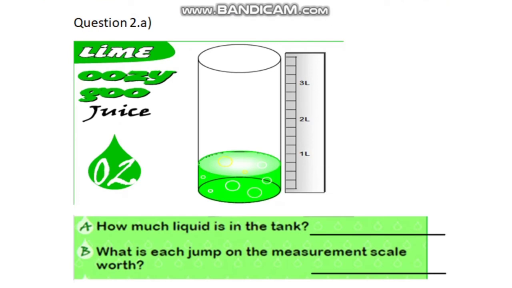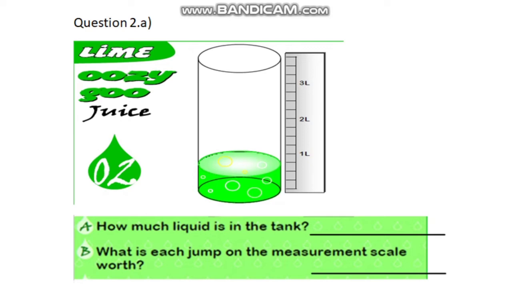Okay, in question 2A, your scale is in liters this time, so it's a little bit different, and you have to do the same process. You look at where the 0 would be and how many jumps to get up to 1 liter or 1,000 milliliters. So it's 1, 2, 3, 4 jumps to get up there.